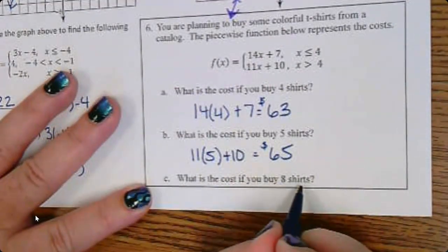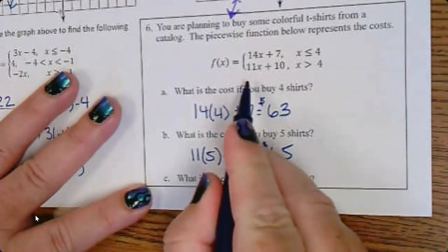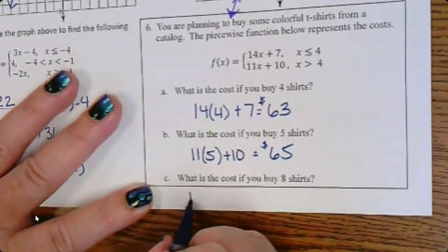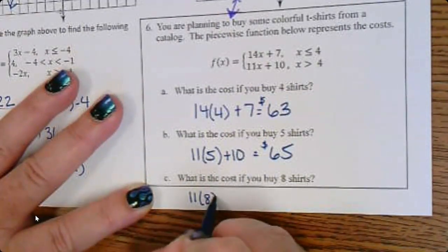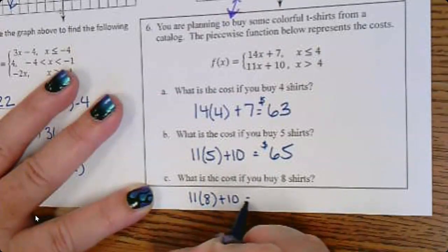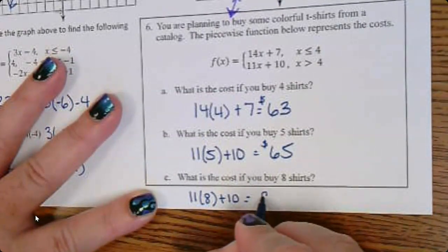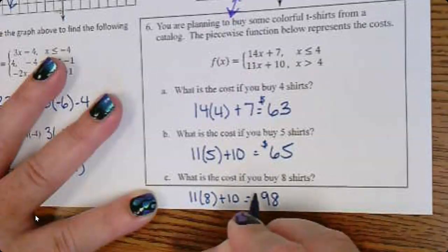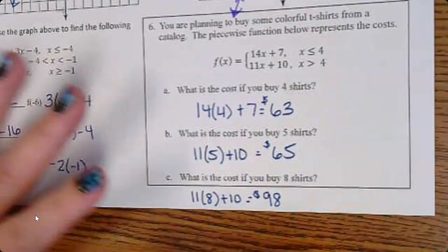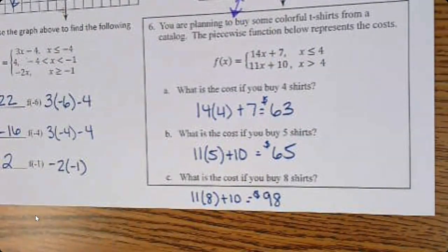Oh, Lord. Okay, so 8 shirts. Again, it's still bigger than 4. So we're going to plug it down into the last equation. So 88 plus 10 is $98. Okay, I will see you on the next page.